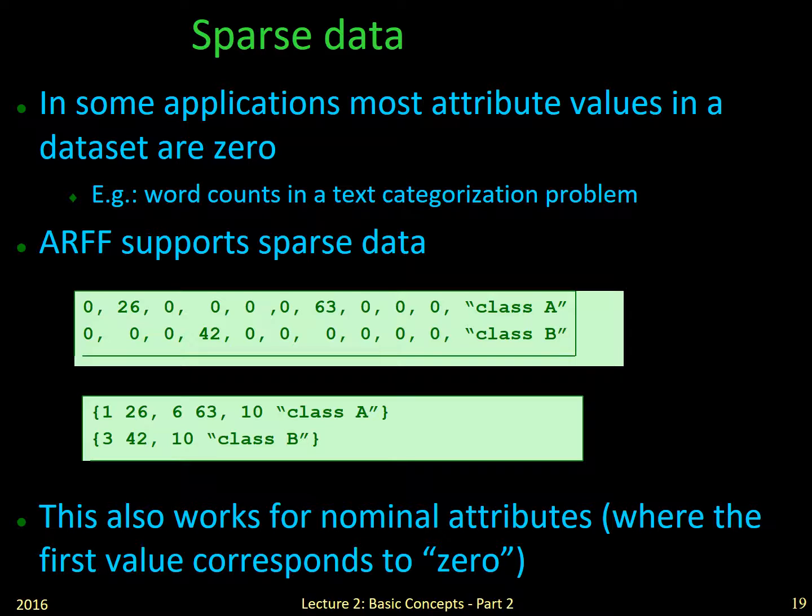Sparse data means that there are many zeros. If you want to summarize this concept, there are many zeros in a data set, and this is a problem in many NLP applications, and you will find out why later.